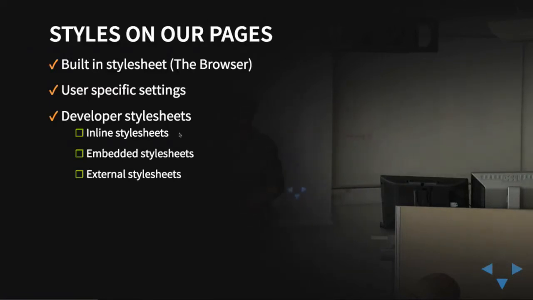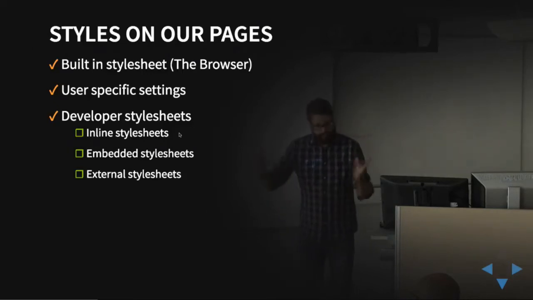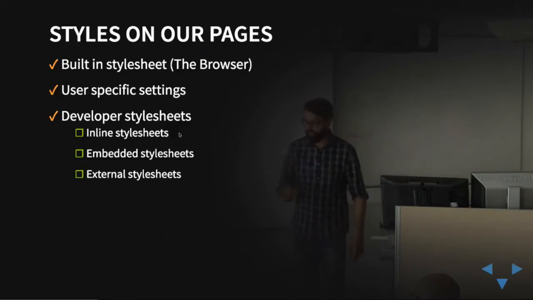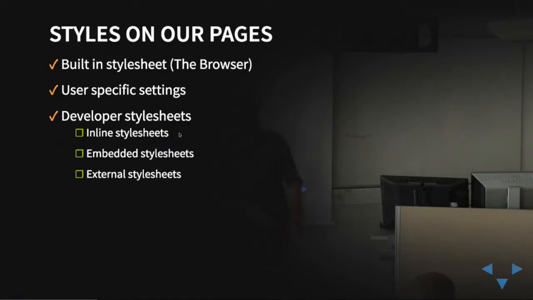However, what we can do is add styles to the page that the user's browser will take into account when it mixes everything together. And then we have three different types of styles that we will go through. We have inline style sheets, embedded style sheets, and external style sheets. I would say they go from bad to good. Inline style sheets, you should avoid them if you can. Sometimes they are actually good to use. Embedded style sheets are styles that are written inside of the HTML document. External style sheets are separate files.